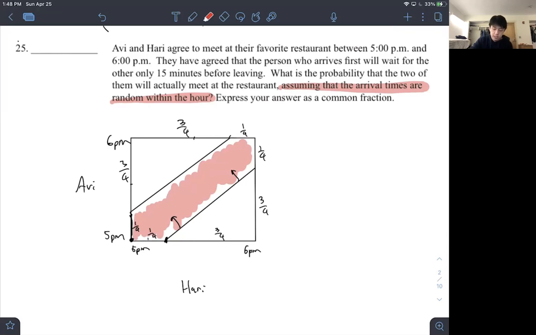And the area of the whole square is just 1. So the area of this middle part is 1 minus the area of these two things. And those two things together form a square with side length 3/4. So it's 1 minus 3/4 squared, which equals 1 minus 9/16, which equals 7/16. And that's the probability that they end up meeting.